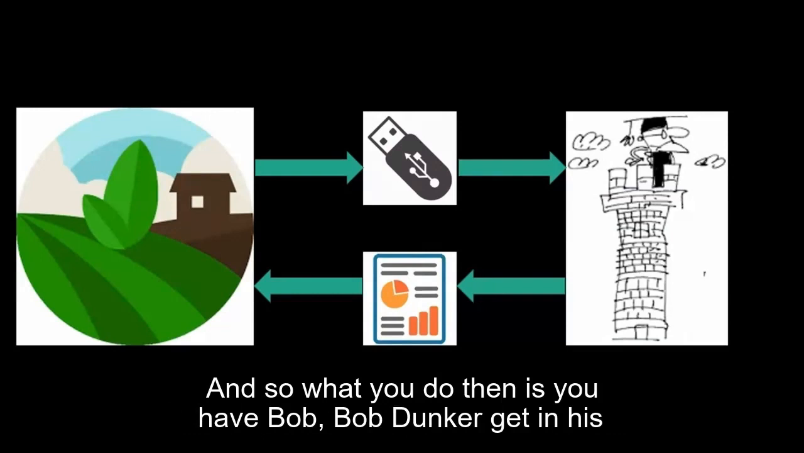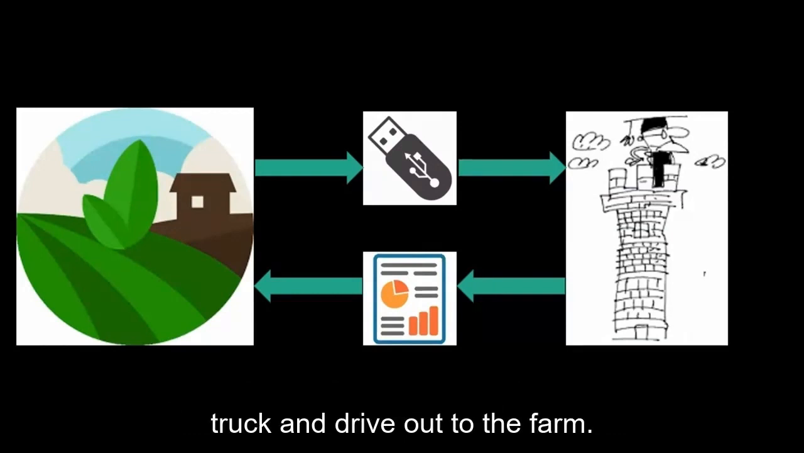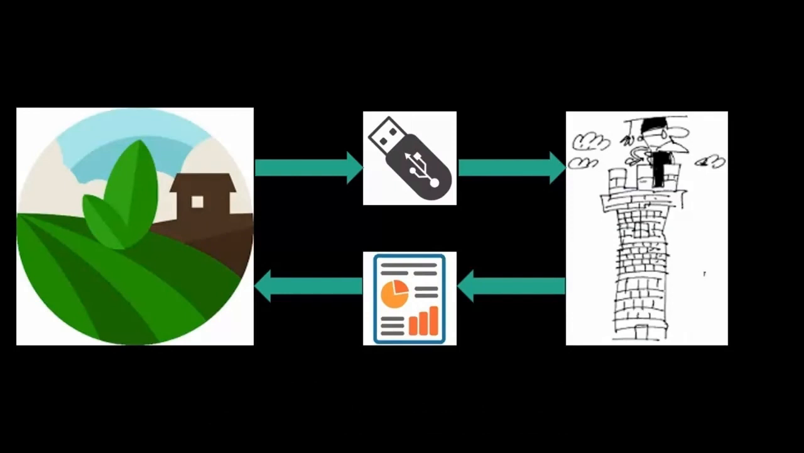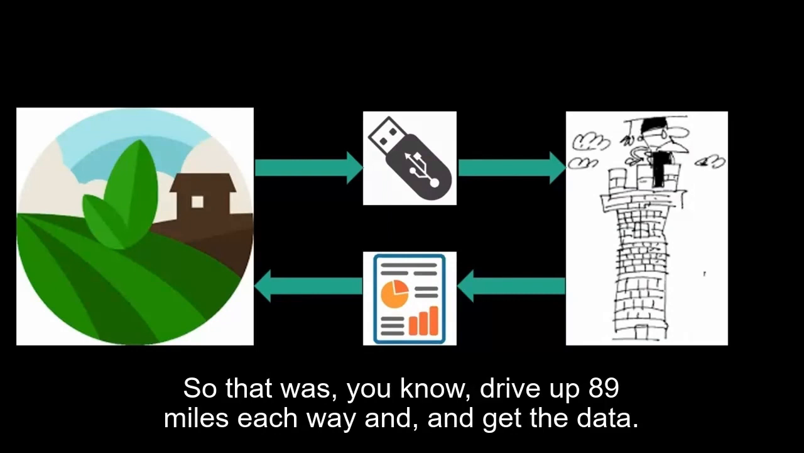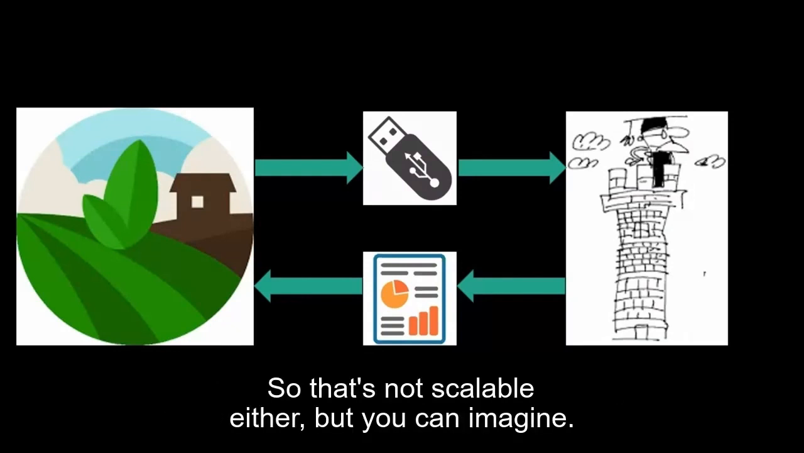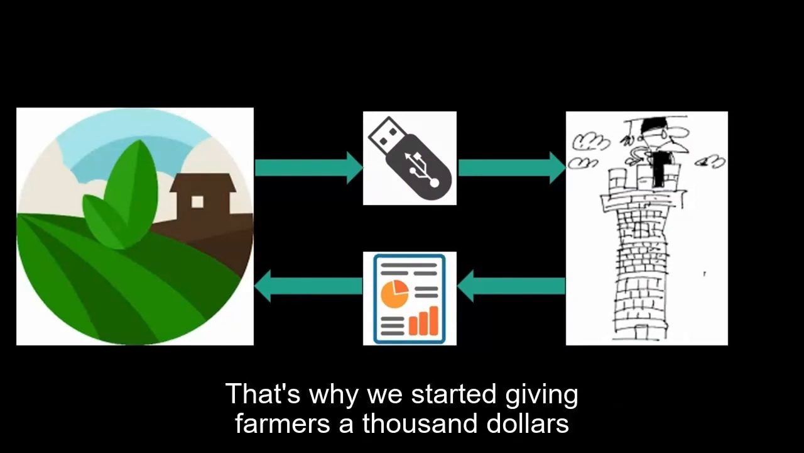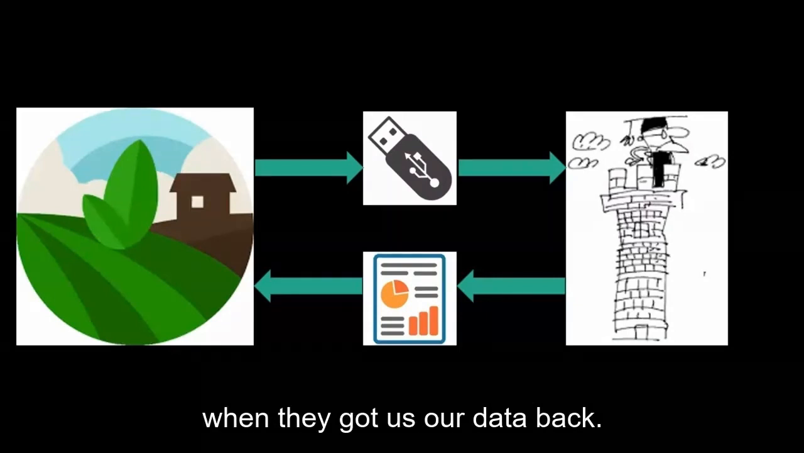And so what you do then is you have Bob Dunker get in his truck and drive out to the farm. Bob, did you ever do that? Drive out to the farm with a thumb drive. Drive up 89 miles each way and get the data. So that's not scalable either, but you can imagine. That's why we started giving farmers $1,000 when they got us our data back.